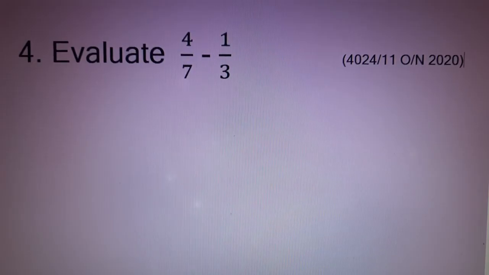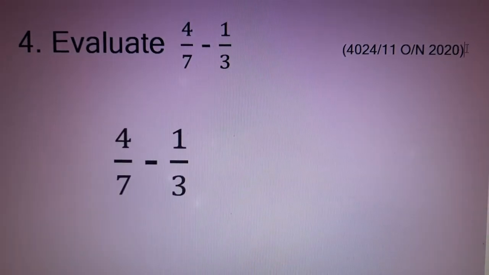Question number 4. 4 upon 7 minus 1 upon 3. Evaluate. Evaluate means find the value. When we subtract fractions, we have to equal their denominators. In this question, denominators are 7 and 3. So we can change 7 and 3 into 21. LCM of 7 and 3 is 21.